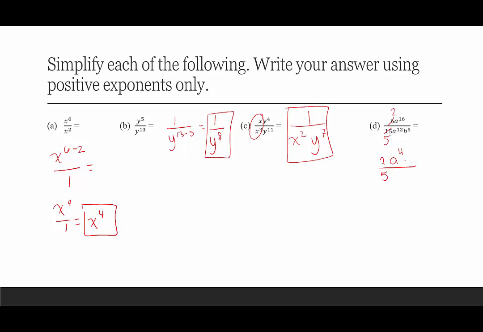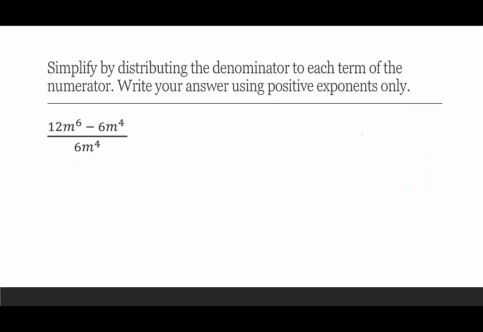There are 4 more. So 12 would cancel. We would have 4 left in the numerator, and then b to the 5th in the denominator. And that would be simplifying with practicing.